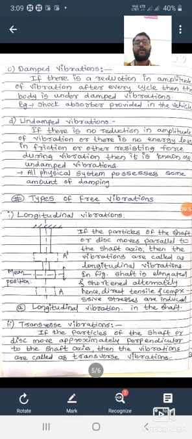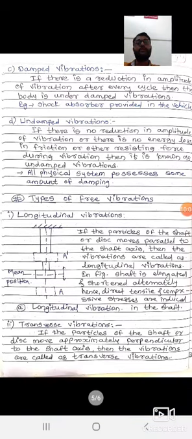So, damped vibration and undamped vibration. The difference between damped and undamped vibration is that in case of damped vibrations, there is a reduction in amplitude of vibrations, but in case of undamped vibration, there is no reduction in amplitude of vibrations. So these are the types of vibratory motions.